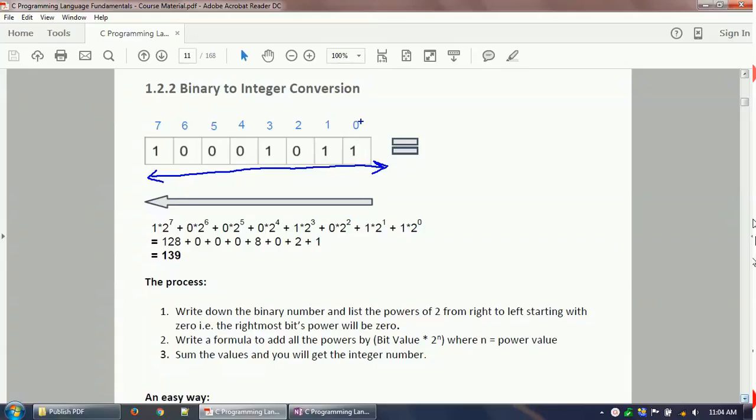0 on top of it, and then 1, then 2, then 3, then 4, then 5, then 6, and then 7, and this goes on. Since it's 8-bit data, it will stop here at 7. So 0 to 7 represents 8-bit data.